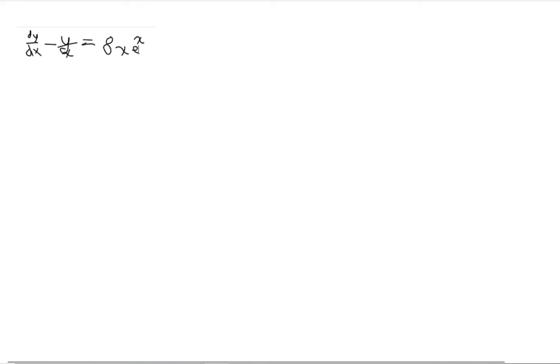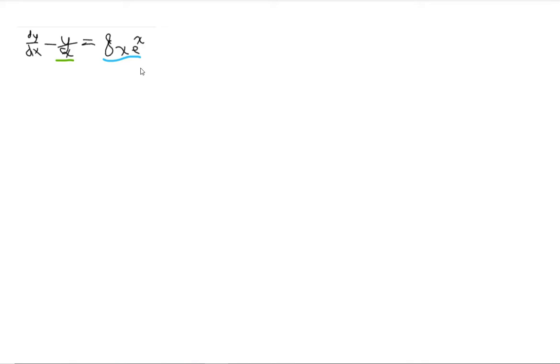So we're given a differential equation, dy/dx minus y over x equals 8x times e to the x. Now there's a very particular way you want to set up this equation before you get to solving it. So I'm just going to underline these two terms here, and the reason is you're going to have sub functions inside of your main function.